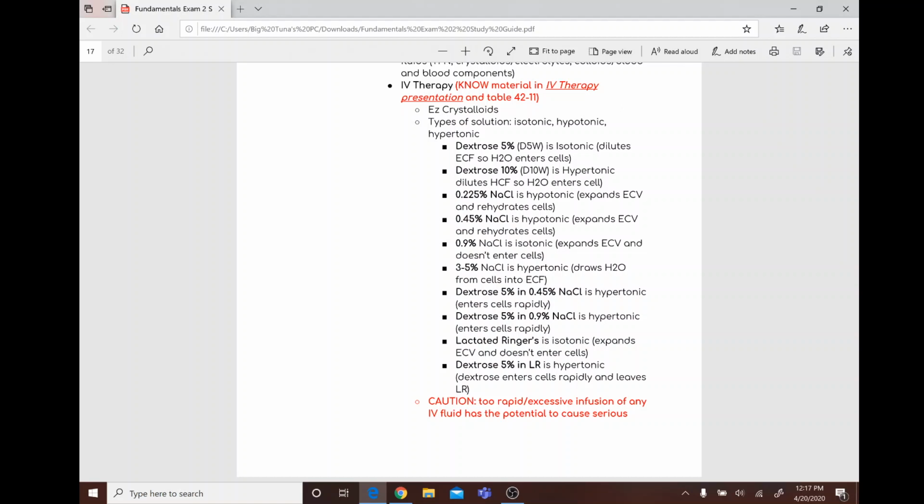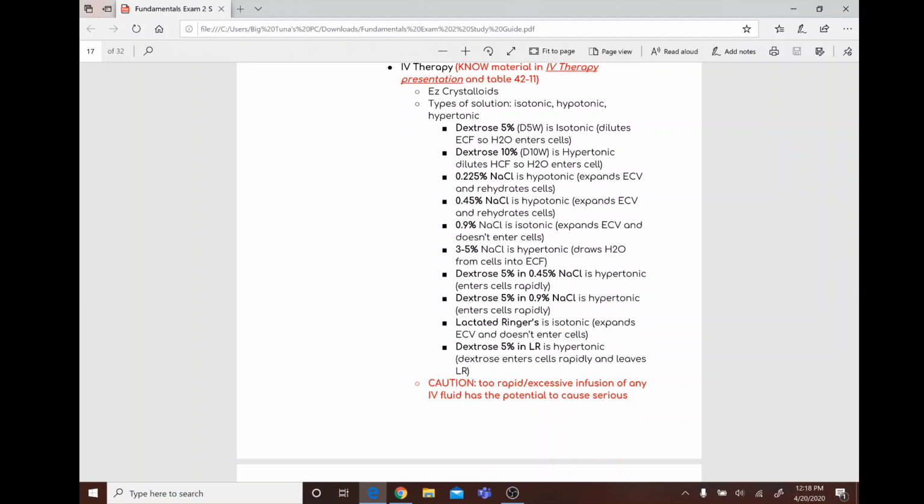What about dextrose 5% and 0.45% NaCl? Hypertonic. What about dextrose 5% and 0.9% NaCl? Hypertonic. What about lactated Ringer's? Isotonic. What about dextrose 5% in LR? Hypertonic.